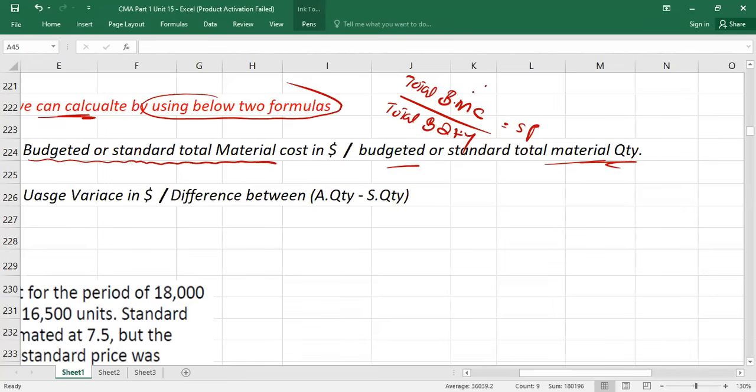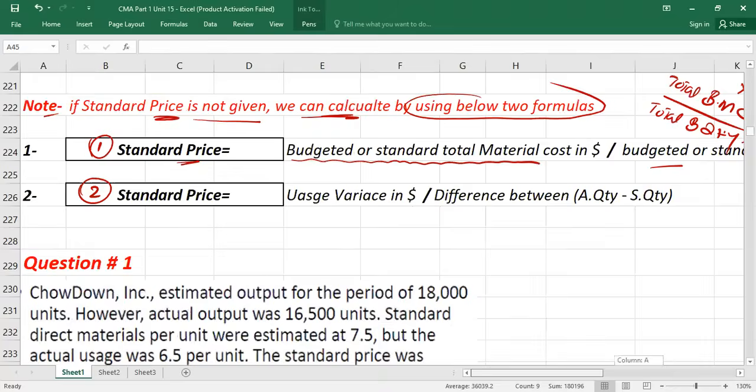If this is not given, this is also not given, then you should try the second formulas. This data will be given in the question. Number 1, for example, in an exam question, he will tell you the usage variance, the quantity variance answer, he will tell you.